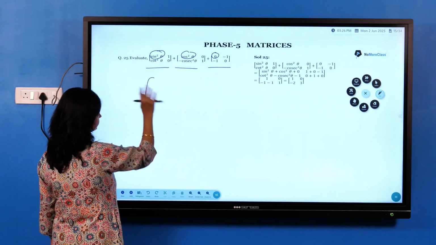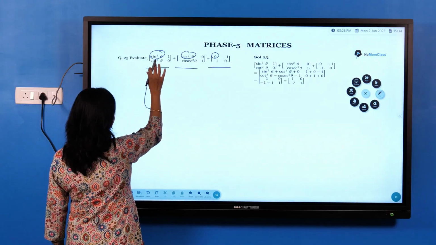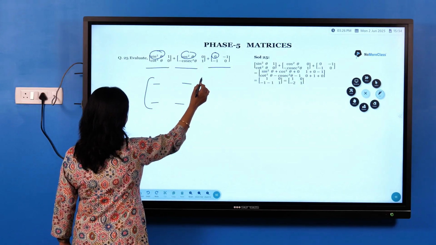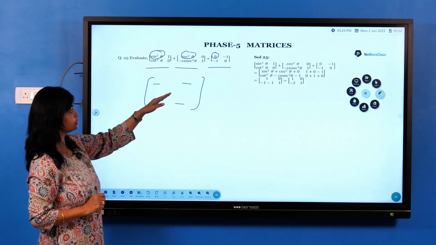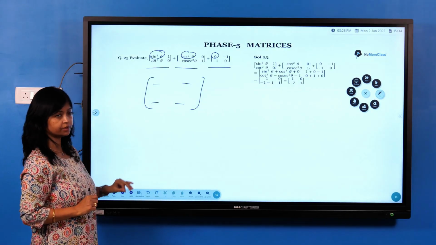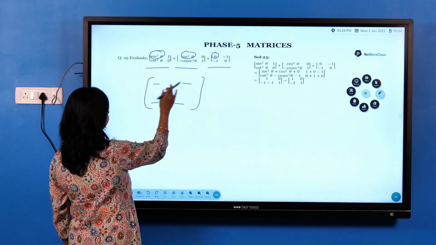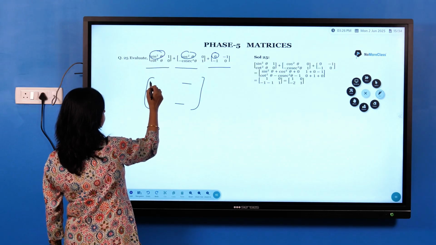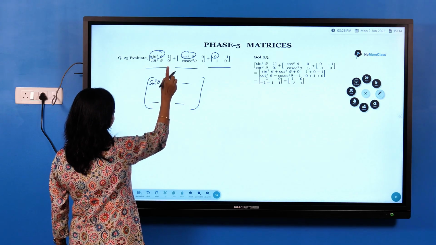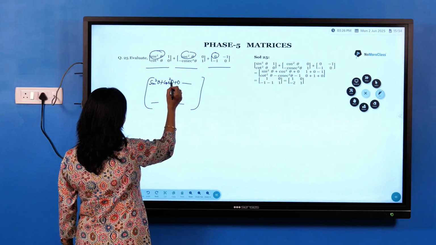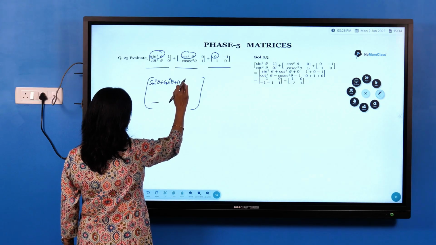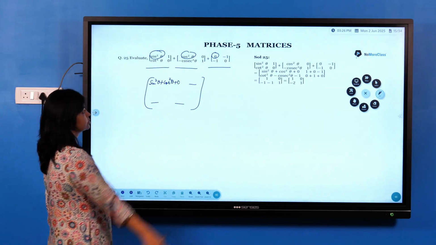So the resultant matrix will also have the same order. Since we are adding 2 into 2 matrices, the resultant matrix will also be a 2 into 2. I'll just show you the first element. The first element will be sine square theta plus cos square theta plus 0. That will be our first element. We just add the corresponding elements.